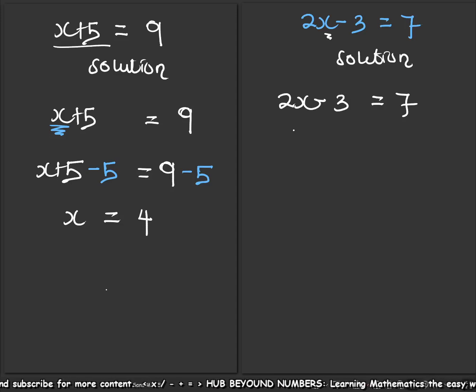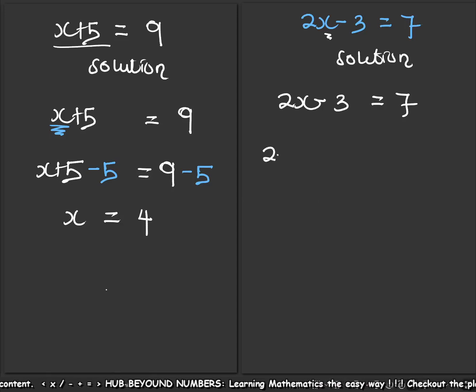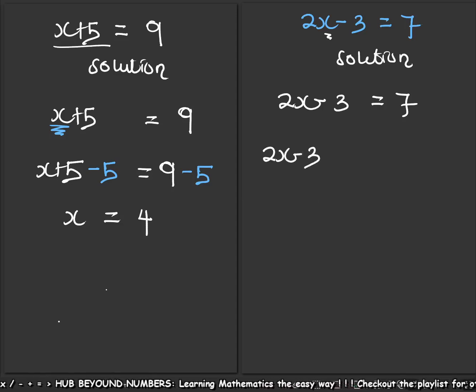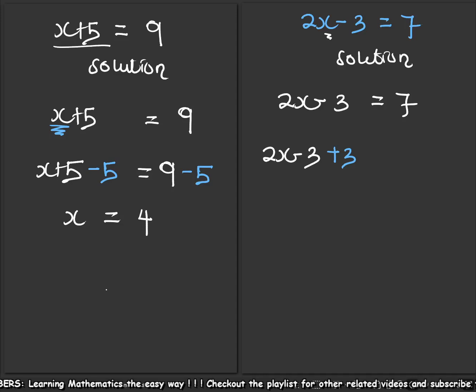And how do we undo negative 3? We add 3. You see, so we have 2x minus 3. And since we want to undo this minus 3, we say plus 3. Okay.